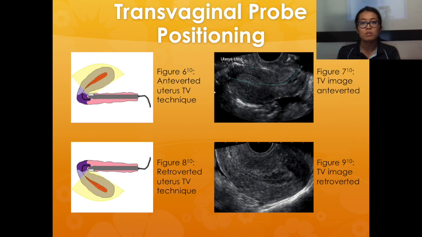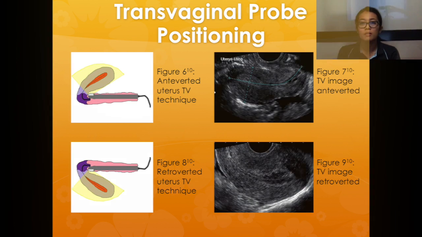Figure 6 and 7 demonstrate the probe positioning and resultant image for a transvaginal scan of an anteverted uterus. Figure 8 and 9 demonstrate the probe positioning and resultant image for a transvaginal scan of a retroverted uterus.